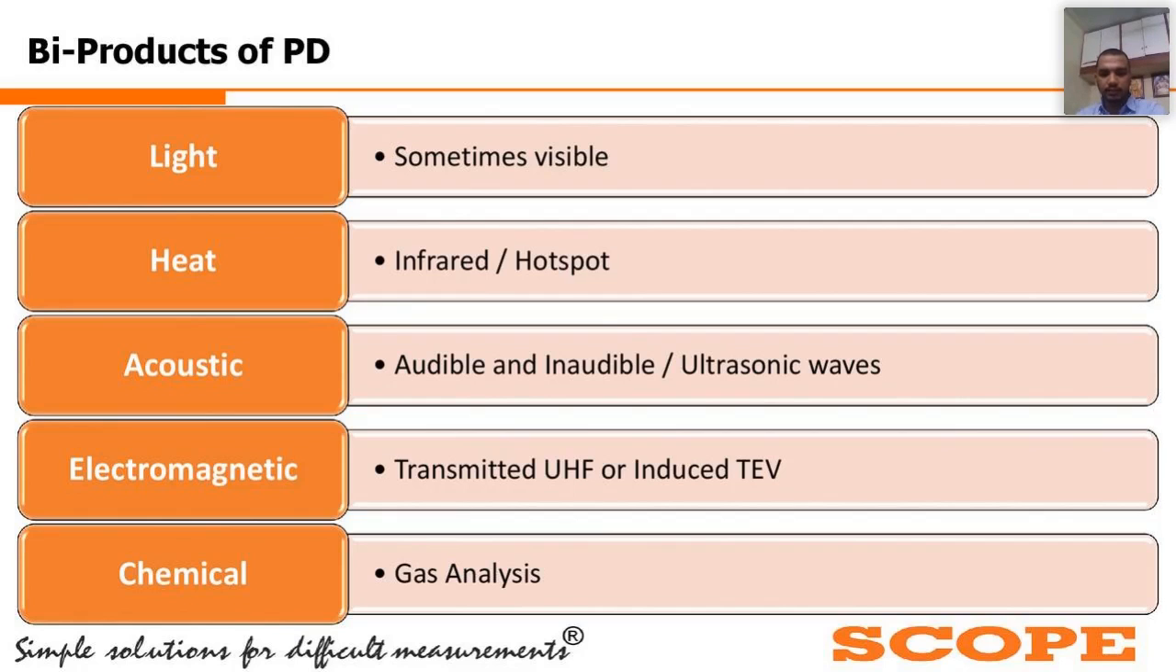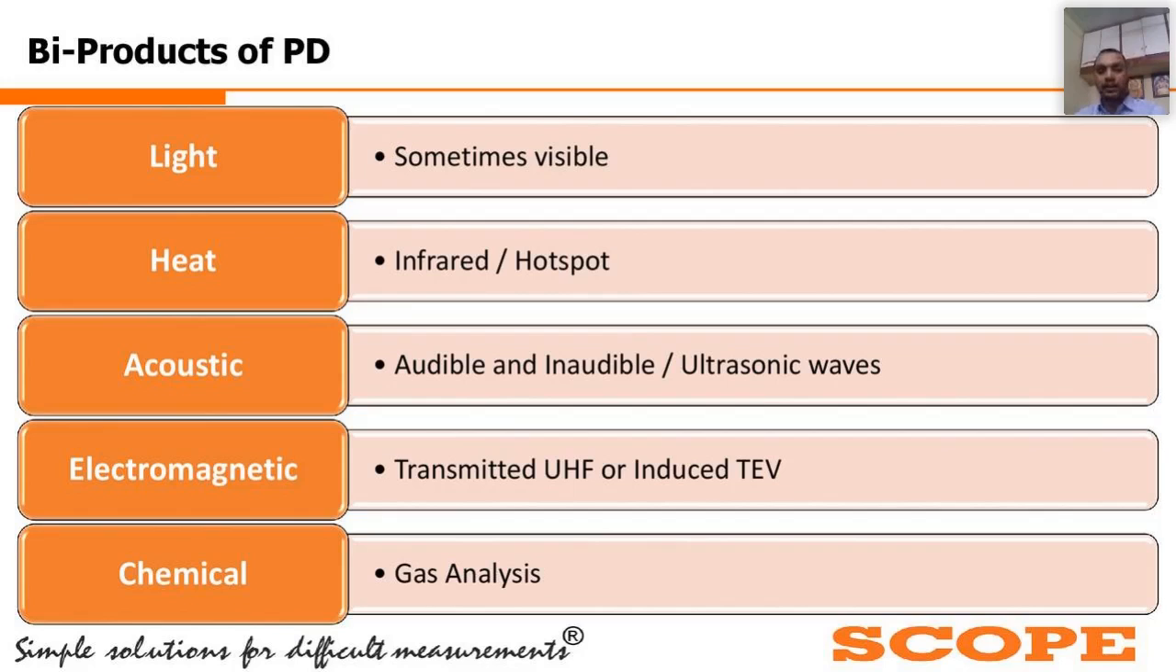So these are the same things that have been discussed over here. First one is light. Whenever there is a partial discharge, there will be light, of course. But the problem with this light is that the chances of seeing it are quite less if the partial discharge is happening inside the insulation.